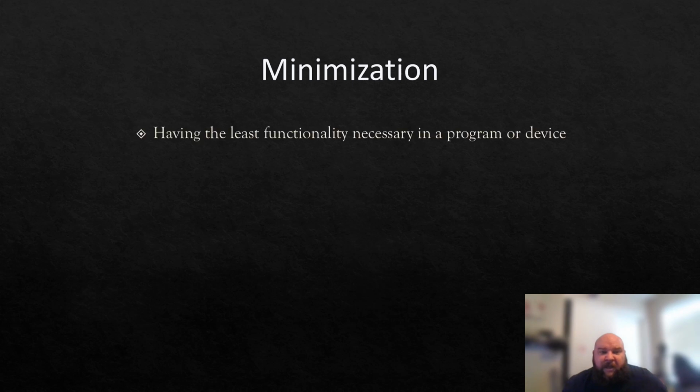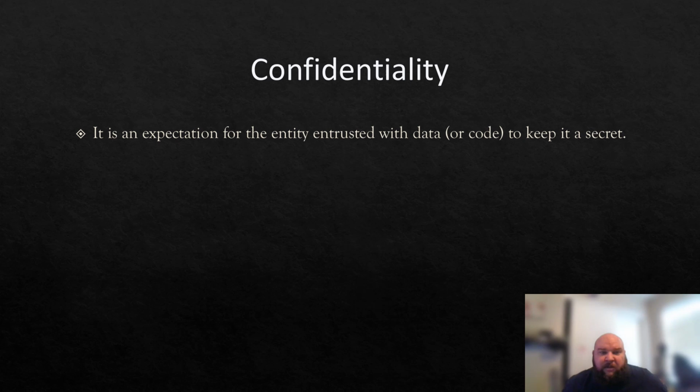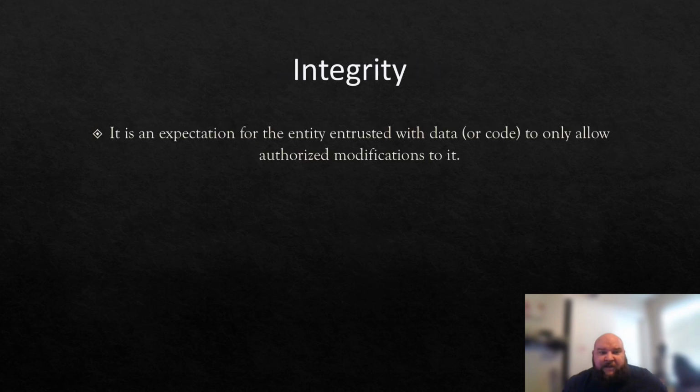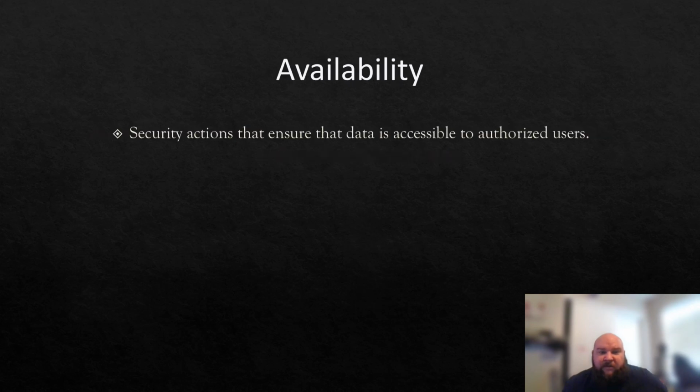Minimalization. Having the least functionality necessary for a program or device. Confidentiality. It is an expectation for the entity entrusted with the data or code to keep it a secret. Integrity. It is an expectation for the entity entrusted with the data or code only to allow authorized modifications to it. Availability. Security actions that ensure that the data is accessible to authorized users.